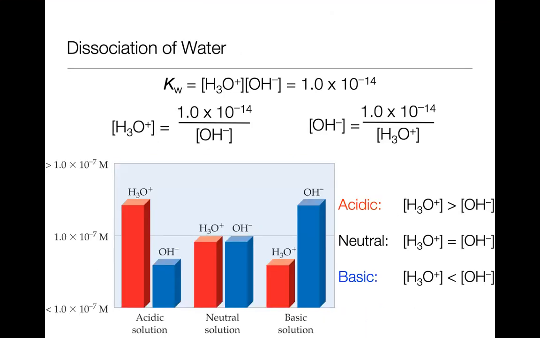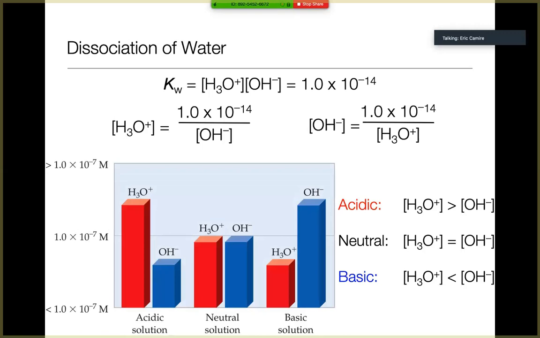So what other information can we pull out of this Kw expression? On the top of the slide, I have basically just smushed together what Kw is and what its value is. What we can also do is rearrange this equation to look like this. All I did was divide both sides by hydroxide, so I'm now solving for the concentration of hydronium.